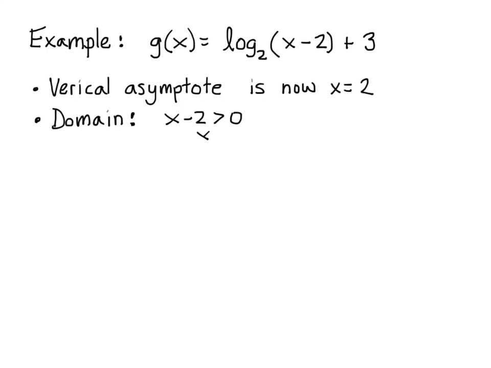Now, the domain of this thing, of course, is that x minus 2 has to be greater than 0. And so if we solve that, we get x has to be greater than 2. So we know that our entire graph is going to be to the right of that vertical asymptote. Now we got a couple points.